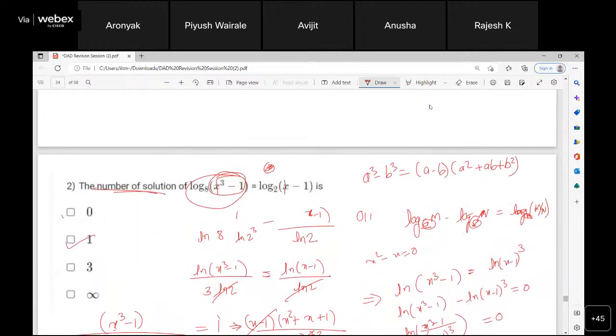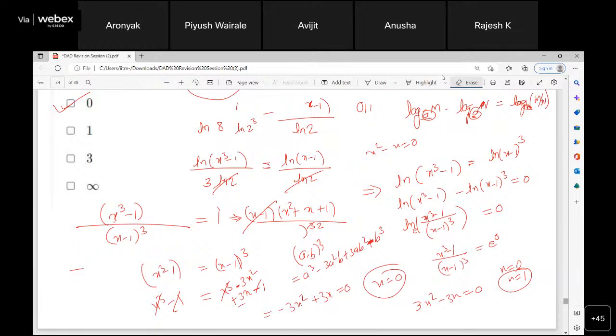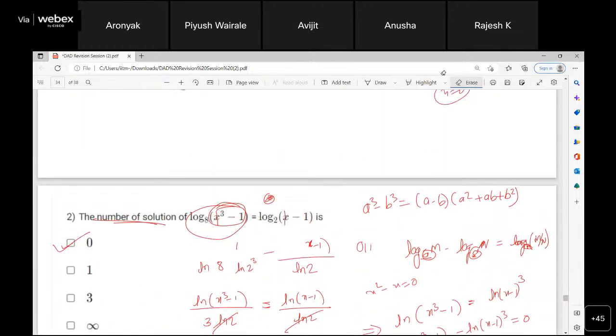Okay, I will check whether it is 0 solution or 1 solution. One question, Piyush: if we approach this as log base 8 of x cube minus 1, we can write it as log base 2 of (x cube minus 1) to the power 1 by 3, because 8 is equal to 2 to the power 3. I checked the answer, it is 0. For both the cases we are not getting satisfied, so the answer is 0.